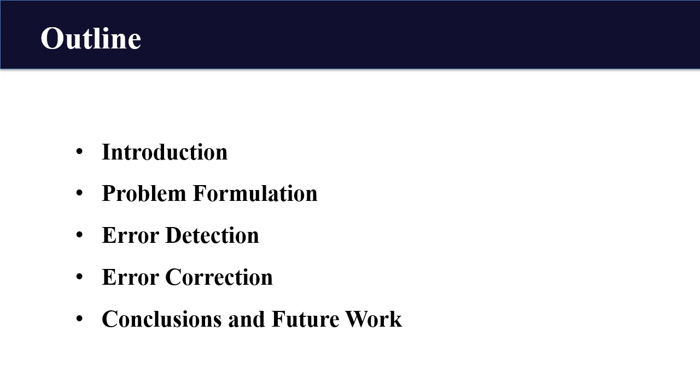The outline is as follows. First part, I will introduce the background of our research. The second part is about the problem formulation. The third part covers the algorithm and results for error detection in two machine lines. And then I will show our algorithm and results for error correction. Finally, conclusions and future work will be given.